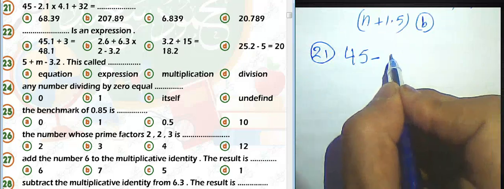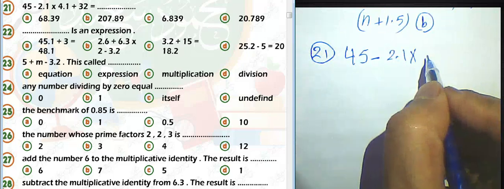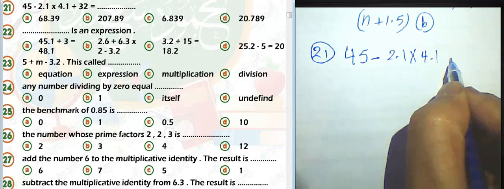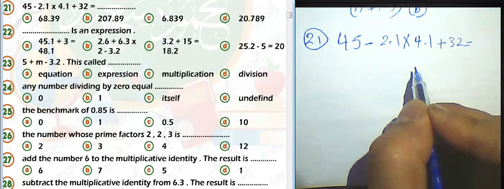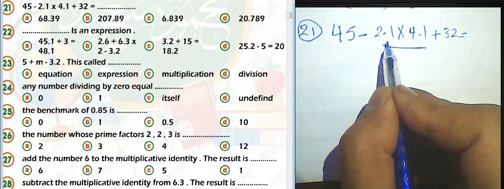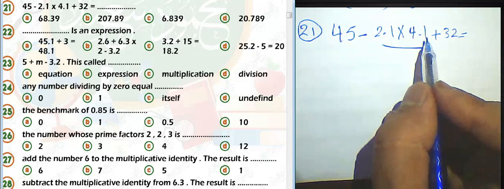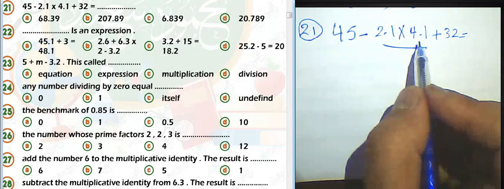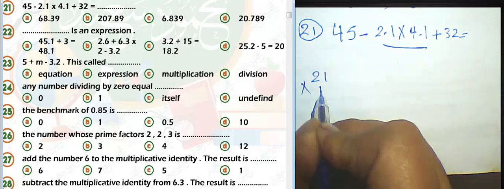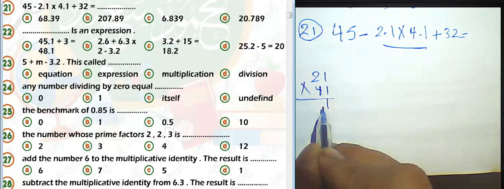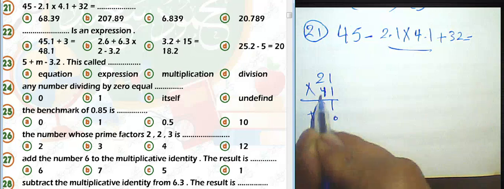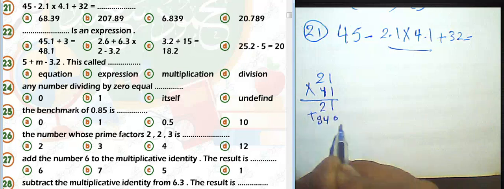45 subtract 2.1 multiply 4.1 plus 32 equals what? First, we can find the result of the multiplication. 21 multiply 41, and the point goes after two digits. 21 multiply 41. 1 times 1 equals 1, 1 times 2 equals 2, plus 0. 4 times 1 equals 4. 4 times 2 equals 8.